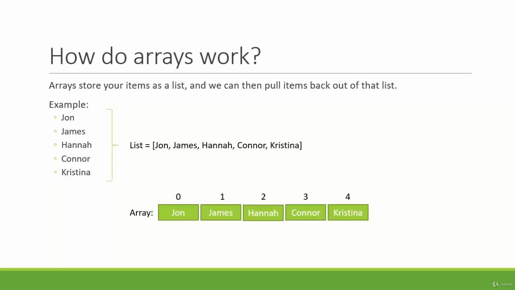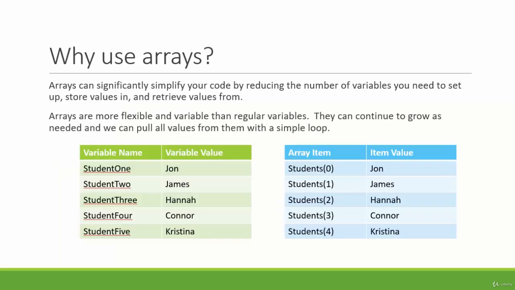But you can see here that we have a single array, it's a single variable, but we're storing all 5 items separately within our array. And that's why we like to use arrays. Arrays can significantly simplify the code because you can reduce the number of variables that you have to set up, the number of variables that you have to actually go in and store values to, and retrieve values from. Arrays are also a lot more flexible than a regular variable type. They can continue to grow. If we have a longer list, we can continue to add items onto that list. They can shrink if we need to shrink them later on, if we realize we didn't have as many values as we thought.